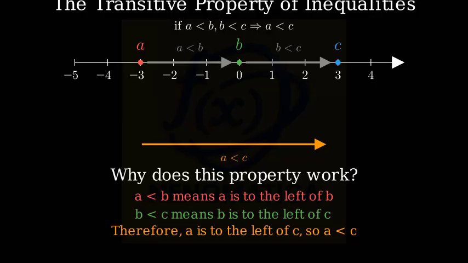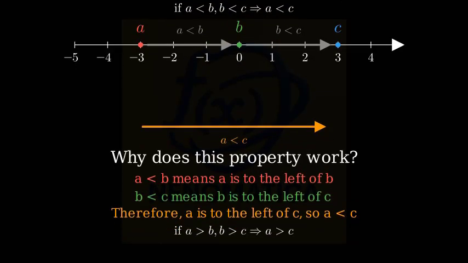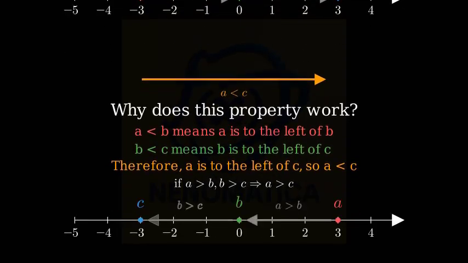Now, let's look at the second case of the transitive property. If a is greater than b, and b is greater than c, then a is greater than c. Again, let's visualize this on a number line. If a is to the right of b, and b is to the right of c, then clearly a must be to the right of c.